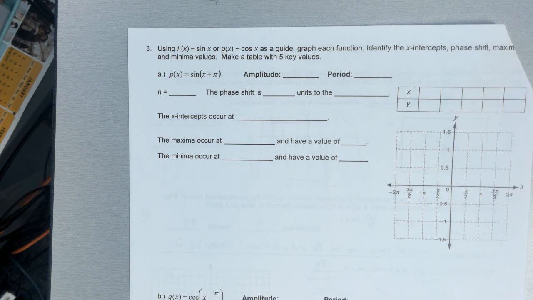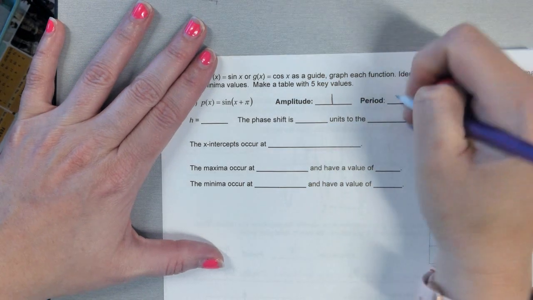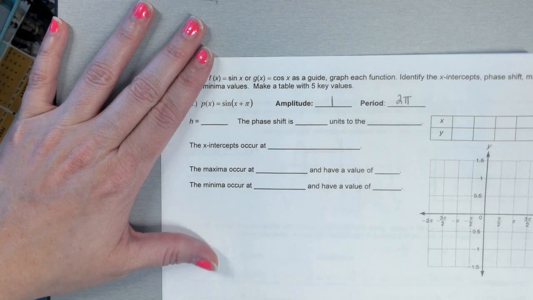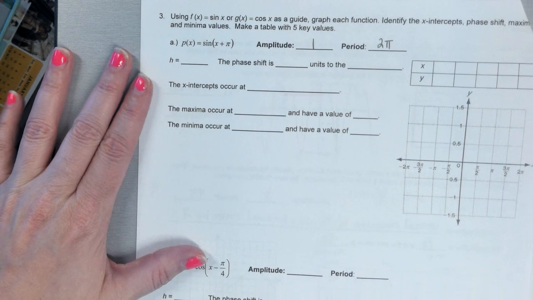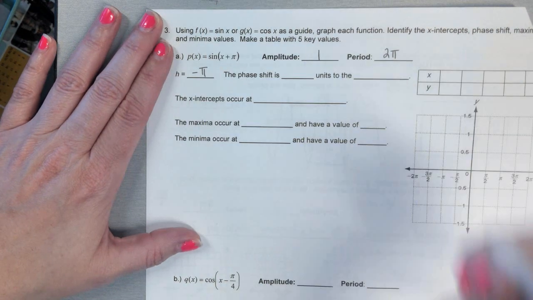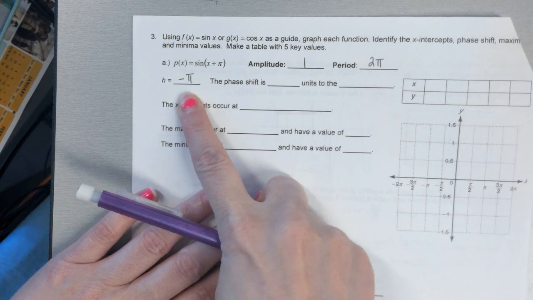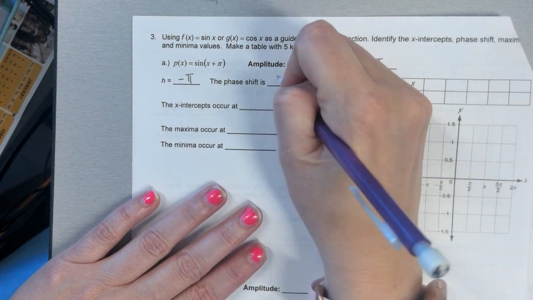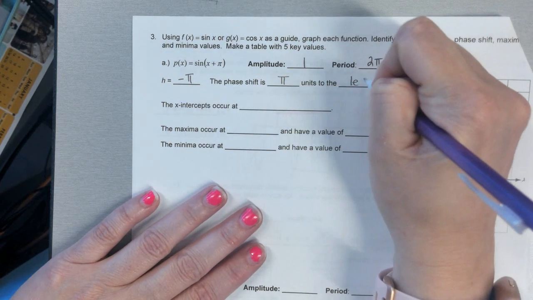Okay, so page 2 is about your phase shifts. So your amplitude is 1, your period is 2 pi. And that's because your A is 1 and your B is 1. Now really all the phase shifts we've done, that has happened. Your H value, this is negative pi. Please check this. So H is negative pi, the phase shift is pi units to the left.